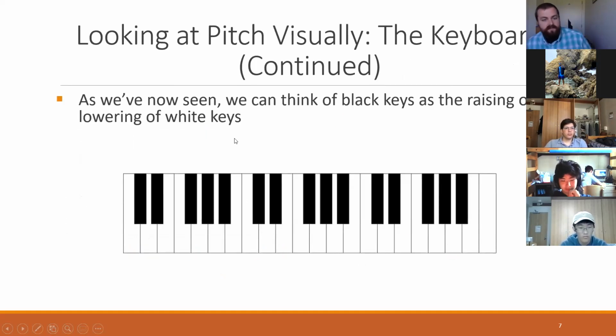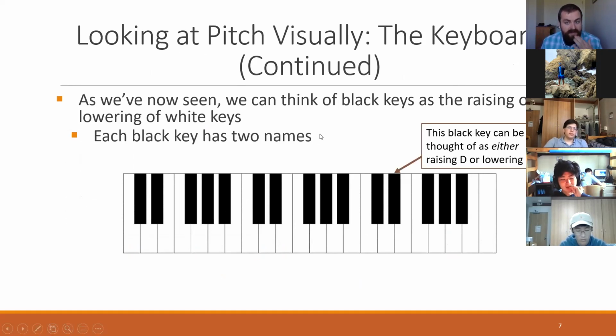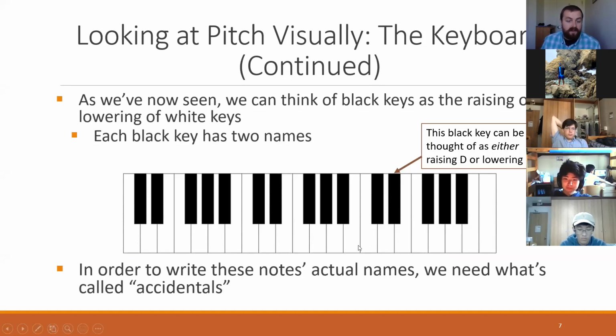So now we can think of the black keys as raising or lowering the white keys. We know this. Each black key, therefore, has 2 names. We can think of this pitch here, this black note, as either raising D or lowering E, because it is in between those 2. So we can think of this as either raising or lowering. And because of that, we have different symbols to represent this pitch here. In order to write this note, we can think of what's called accidentals. So we can think of adding something to a D to show that it's been raised, or adding something to an E to show that it's been lowered.